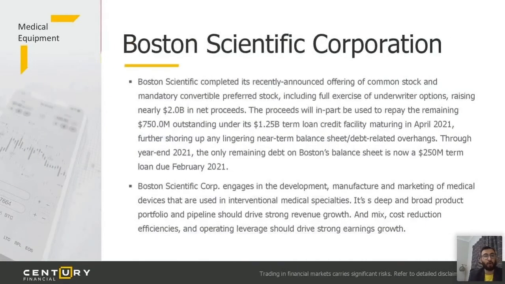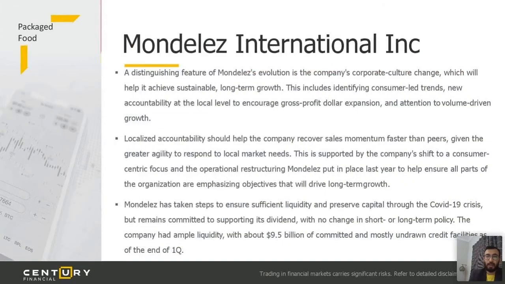Next, we are looking at Boston Scientific. Again, it's one of the good companies which we have seen. Boston Scientific engages in the development, manufacture, and marketing of medical devices that are used in interventional medical specialties. Their product portfolio is really deep, and the pipeline should drive strong revenue growth. There have been cost reductions, which are very efficient, and that can drive earnings growth in a much stronger way. Balance sheets and debts look proper, and this is something you can always read more about and target this company as well.